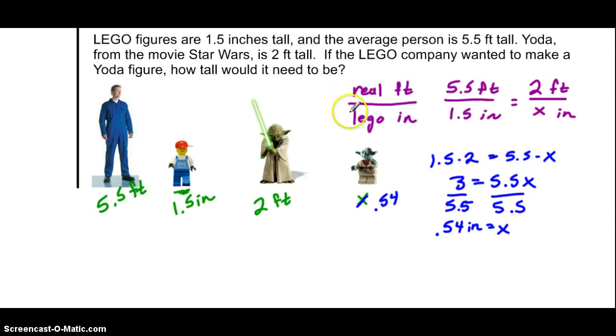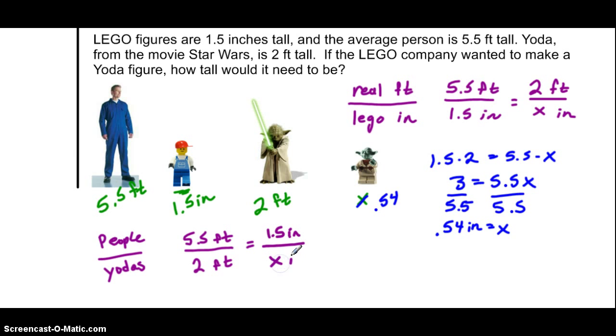Now, if you'd done this yourself, you might have said, well, Mr. Janes, I didn't compare the real people to the Lego people. I compared the people, the people here, to the Yodas, right? These two guys. And you can do that too. We could say that the tall person is 5.5 feet tall, and the Yoda was 2 feet tall. Similarly, this toy person was 1.5 inches tall, and this toy Yoda, well, that's x. We're not sure about that yet.